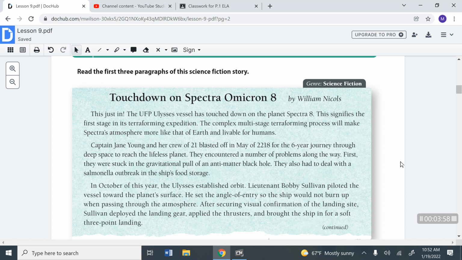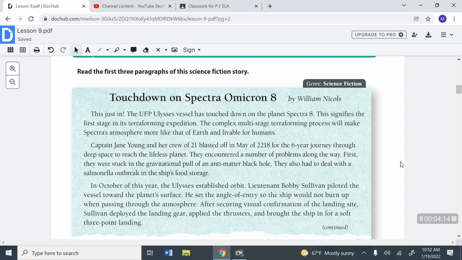First, they were stuck in the gravitational pull of an antimatter black hole. They also had to deal with a salmonella outbreak in the ship's food storage. In October of this year, the Ulysses established orbit. Lieutenant Bobby Sullivan piloted the vessel toward the planet's surface.